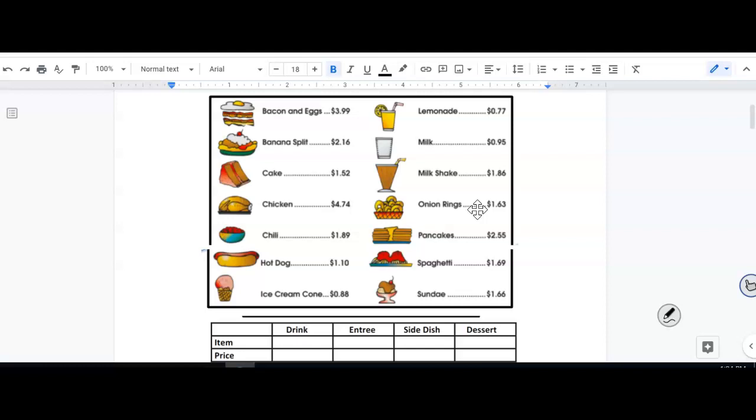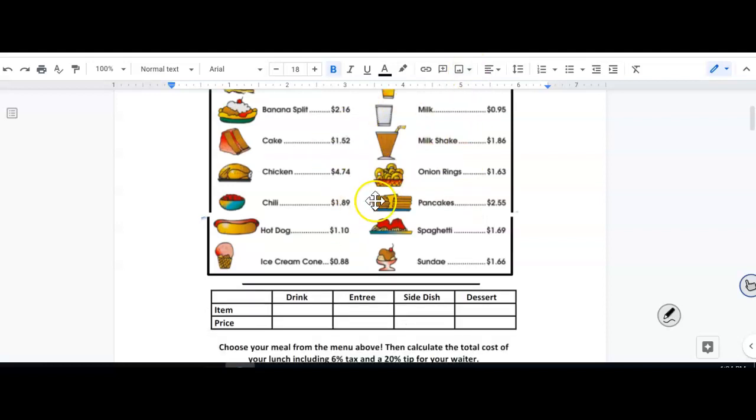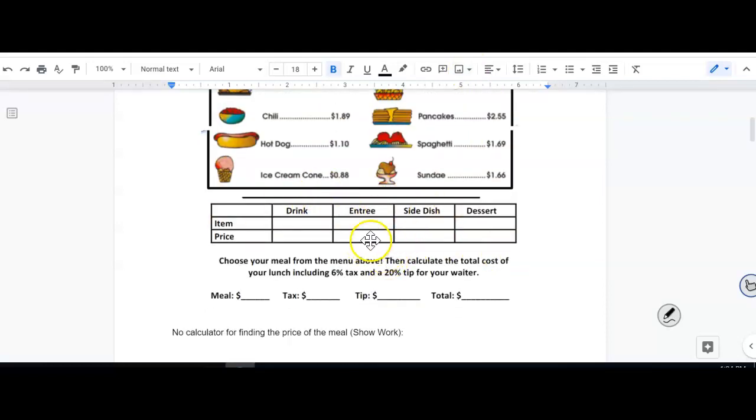One last thing before we move on. Finding your tax. You have to find the tax of all 4 of these items combined. Then your tip. Please listen to this so I don't have to explain it twice. To find your tip, you have to take how much your meal cost plus how much your tax is, combine them, and that is what you tip on. Does everyone understand that? You are tipping on the price of the food and the tax.